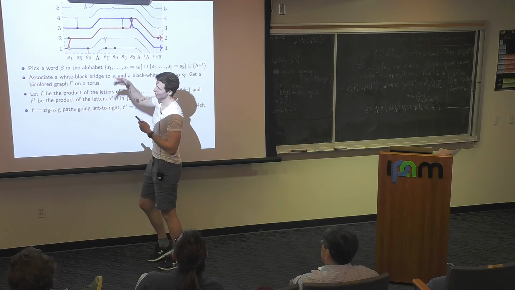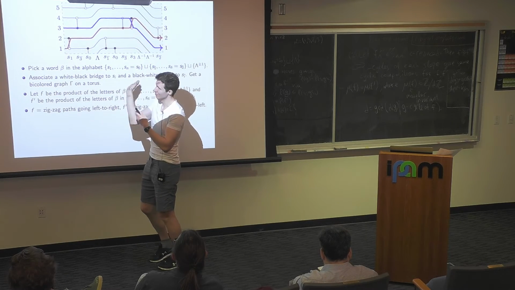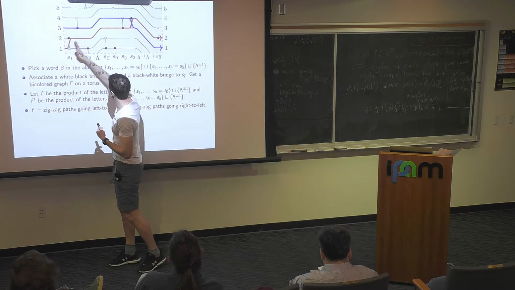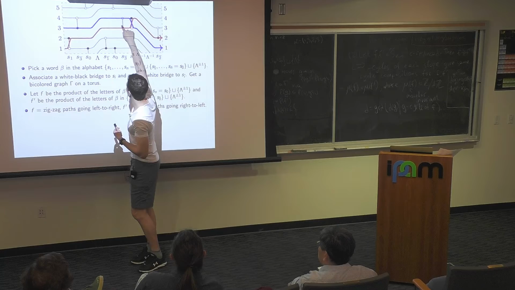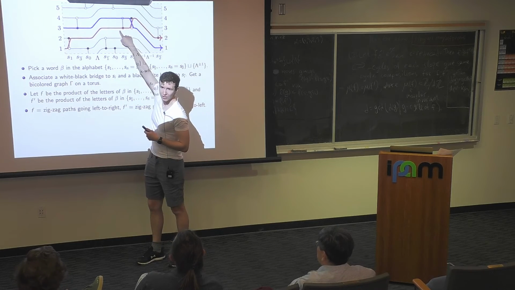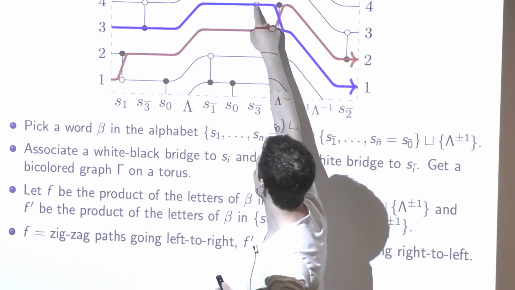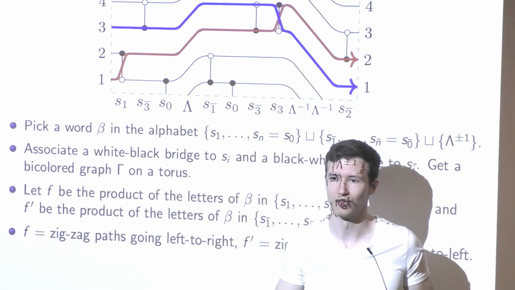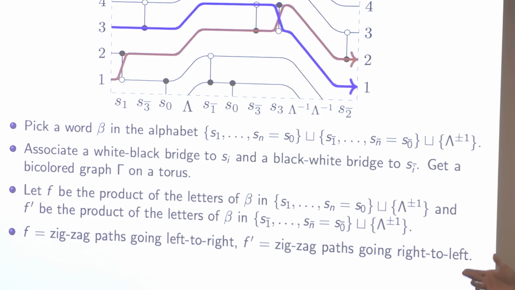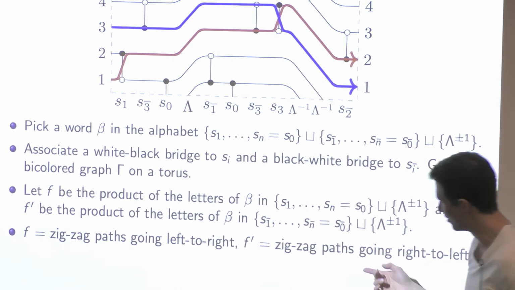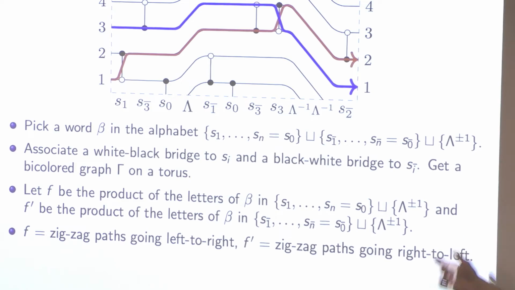So the rules, make a left turn at white, right turn at black, are such that this zigzag path from left to right is going to ignore all the S_i bars. So an S_i bar is just going to pass without anything, but the S_i's are going to apply a simple transposition. So really, f is recording the zigzag paths which go left to right, and f prime is recording the zigzag paths that go right to left.